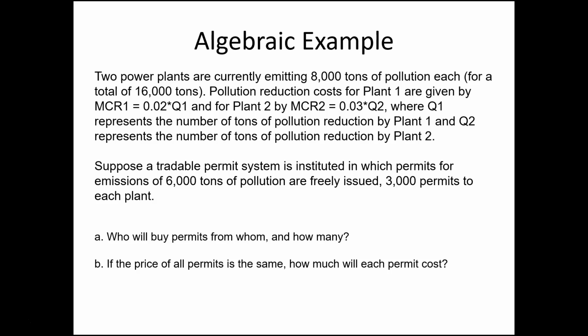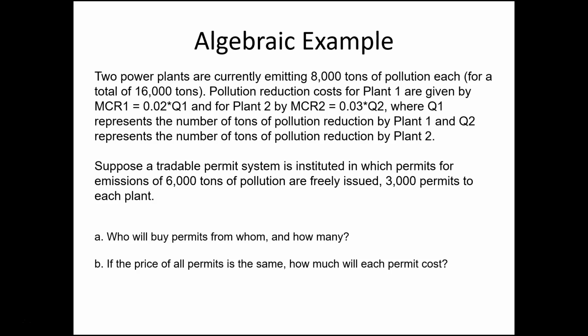So here's an example. This is an example out of the Harrison Roach book, where two power plants are currently emitting 8,000 tons of pollution each for a total of 16,000 tons. Pollution reduction costs for plant one are given by an equation there. Pollution reduction costs for plant two are given by another equation, where, and this is important, Q1 and Q2 represent the tons of pollution reduction. So not how much they're polluting, but how much they're reducing their pollution. So these equations give us the marginal cost of reducing pollution.